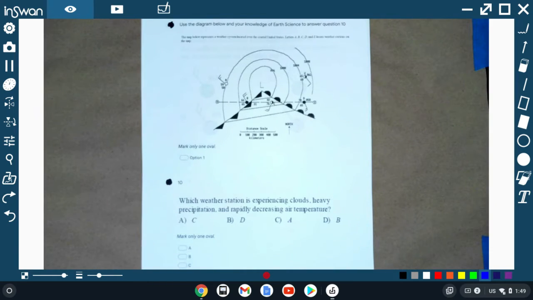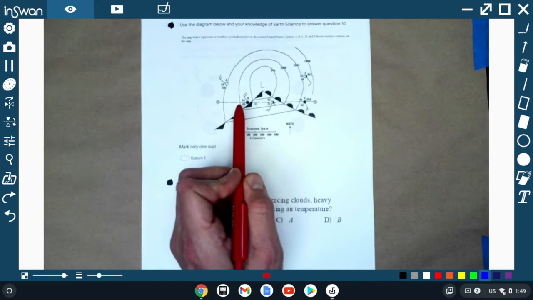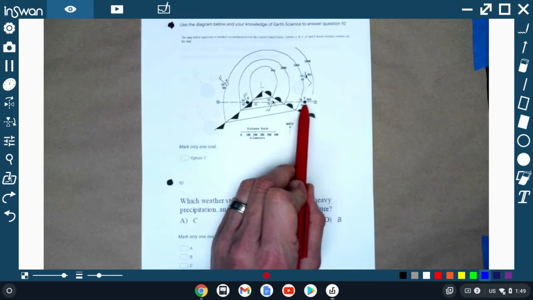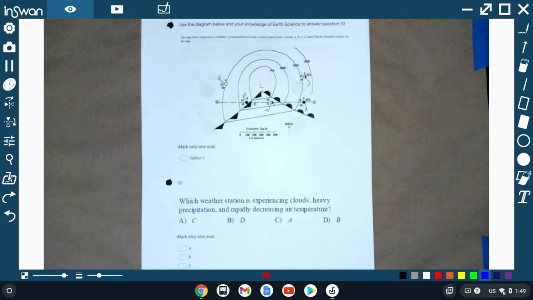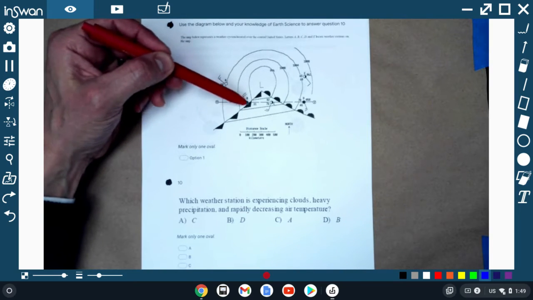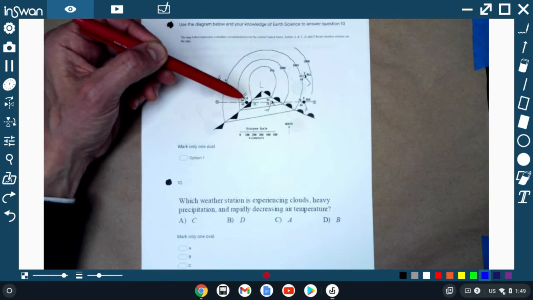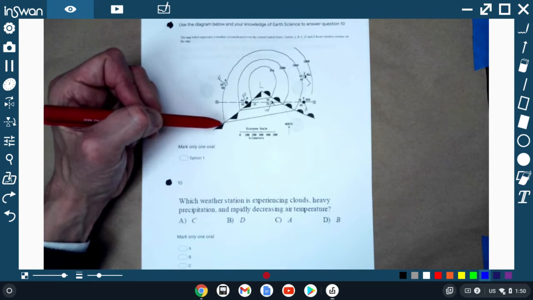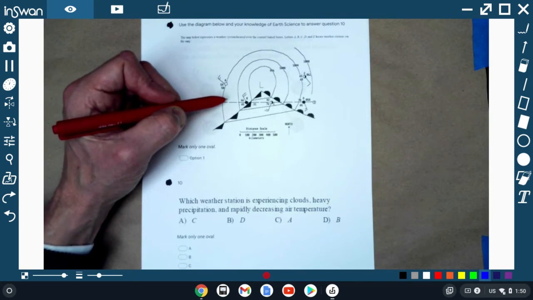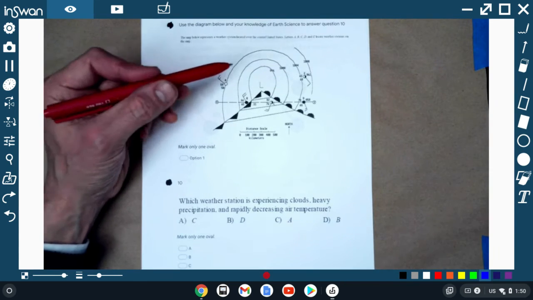Well, if we take a look at this, we're looking for experiencing clouds and heavy precipitation. So we can see that automatically location B and location D are overcast, and that should be giving us some clouds, I'm sorry. Heavy precipitation comes with a cold front, and the only location that is by a cold front is going to be location B right there. But also we have to think about decreasing air temperature. Well, B is behind the cold front, and we know that behind the triangles there, that's where we have the cold air, so B is correct.